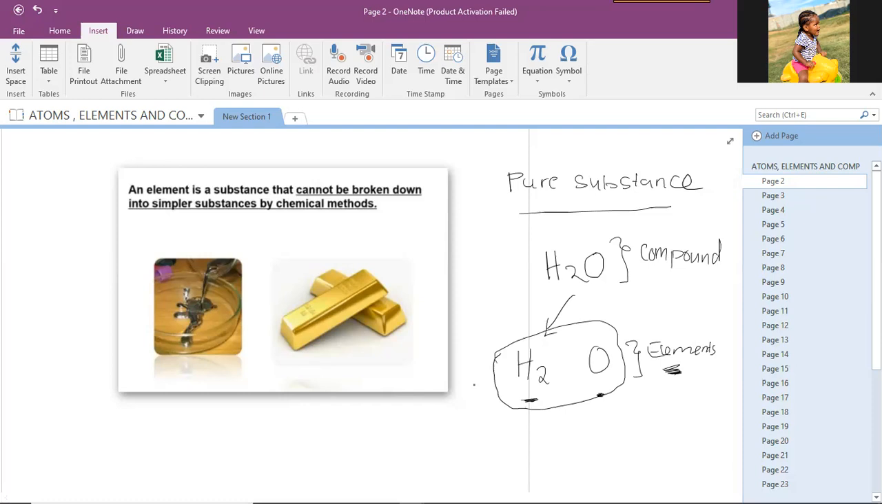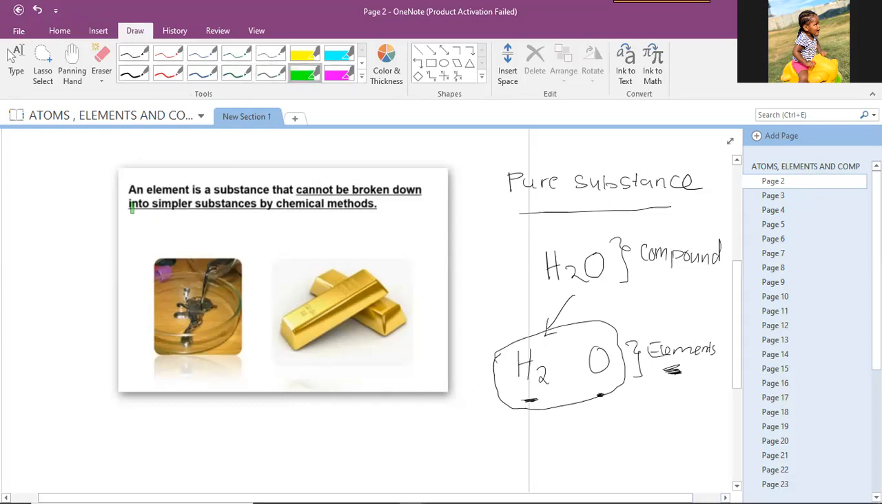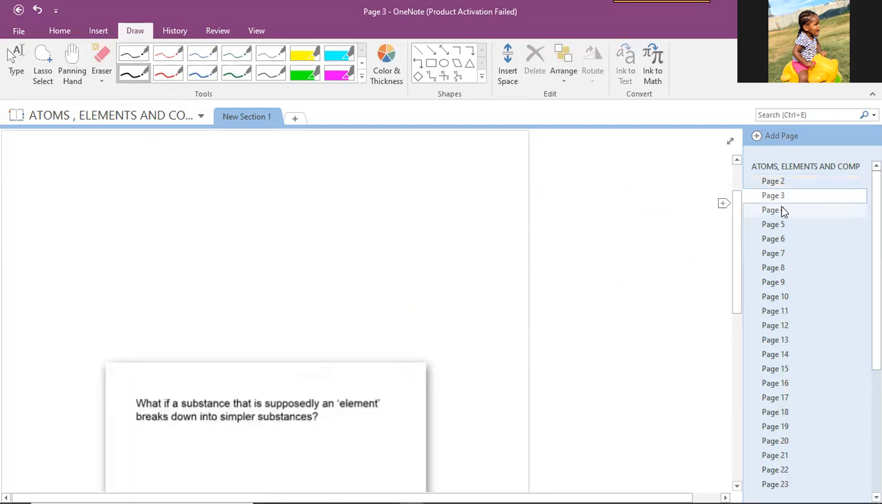Every single element on the periodic table is a pure substance. It contains atoms. So an element is a substance in its purest form. Know this definition, write it down in your book. An element is a substance in its purest form that cannot be broken down into simpler substances, either by physical means or chemical means. So not just chemical means, but also physical means. Are we together?